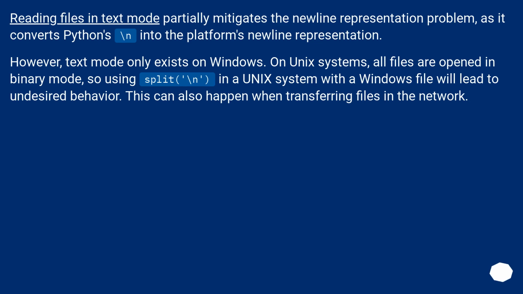Reading files in text mode partially mitigates the new line representation problem, as it converts Python's \n into the platform's new line representation. However, text mode only exists on Windows. On Unix systems, all files are opened in binary mode, so using split \n in a Unix system with a Windows file will lead to undesired behavior. This can also happen when transferring files in the network.